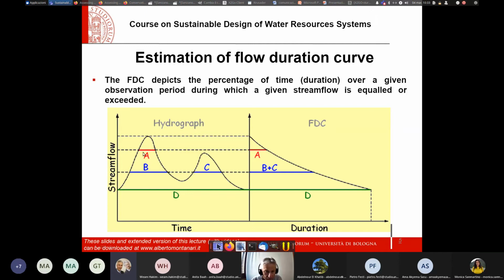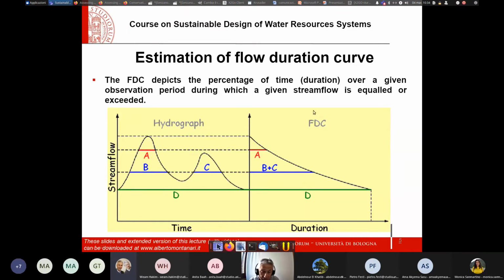The same for the stream flow A in red. And the flow duration curve is reported in the right graph. You see B plus C, A. In order to get the duration expressed in percentage, B plus C and A should be divided by D, as I said. Keep in mind that the duration may be expressed in percentage of time or in terms of time. So we may say that a given stream flow has a duration of 10%, or that it has a duration of 36 days in a year, which is 10%.